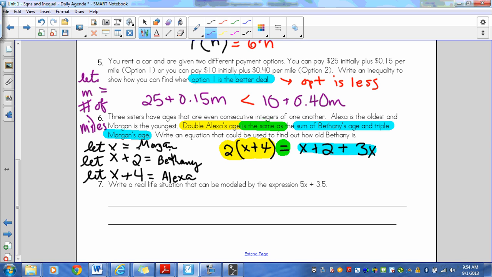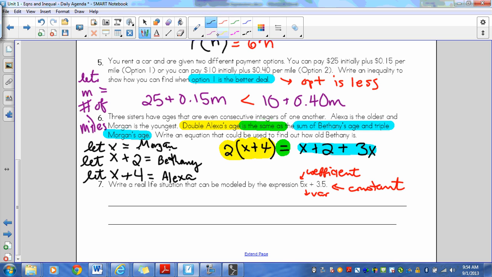Write a real-life situation that can be modeled by the expression 5 times x plus 3.5. Okay, so this has a coefficient, it has a variable, and it has a constant. So the way these usually work is you have some kind of initial fee or flat rate, and then you have a charge that you get per item or per mile or per hour. Something is changing by 5 in relation to the number of hours or the number of miles that you have.